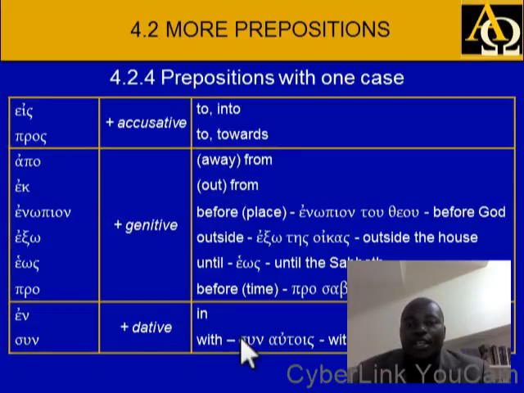So prepositions with one case. Eis plus accusative, to, into. Pros plus accusative, to, towards. Apo, away from. Ek, out of. Enopion, before. Exo plus genitive, outside. Eos, until. Pro, before. En plus dative, in. Sun plus dative, with.